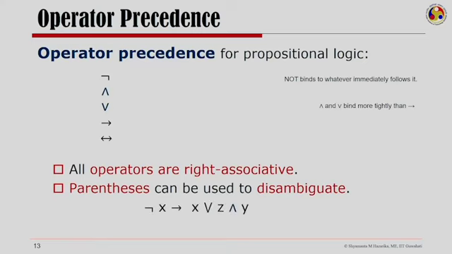So, here is a formula where we have some connectives between x, y and z. Now, until we put parentheses, it is not very clear what this is. So, parentheses can disambiguate the precedence. We could have this statement actually saying negation of x implies x or z and y.